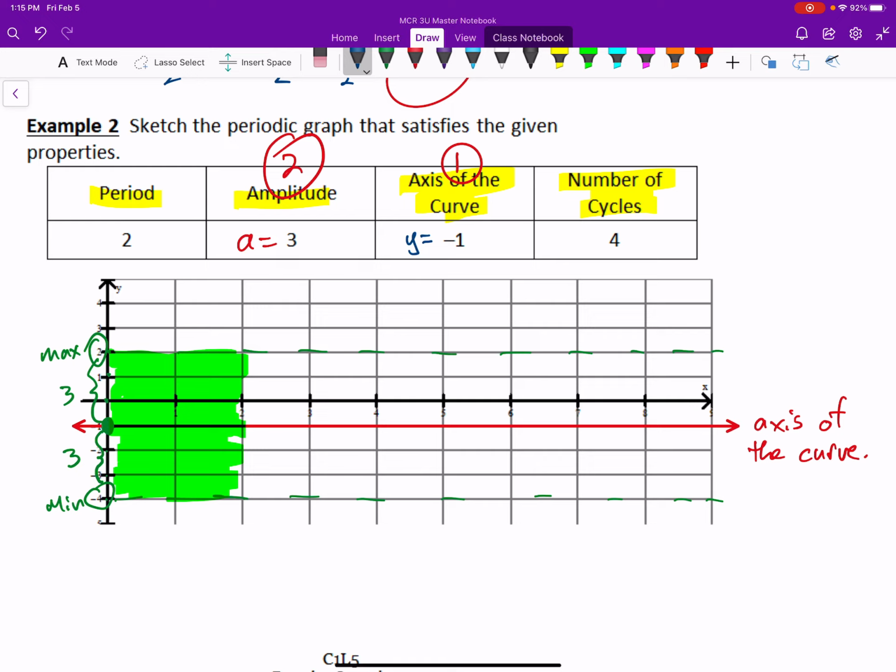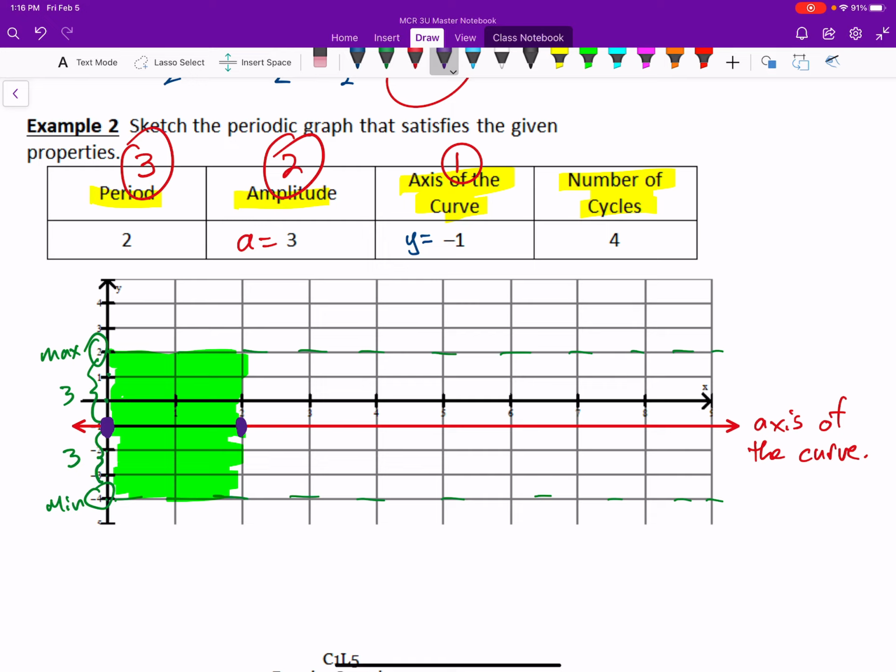So it doesn't tell me exactly where to start. Since it doesn't tell me where to start, I'm going to choose to start on the axis of the curve. I'm going to use purple. So I'm going to start on the axis of the curve, which means that when I get to 2 units, I have to finish on the axis of the curve. Within that space, I've got to get up to the maximum at some point, and I've got to get back down to the minimum, and then get back up to the axis of the curve again.